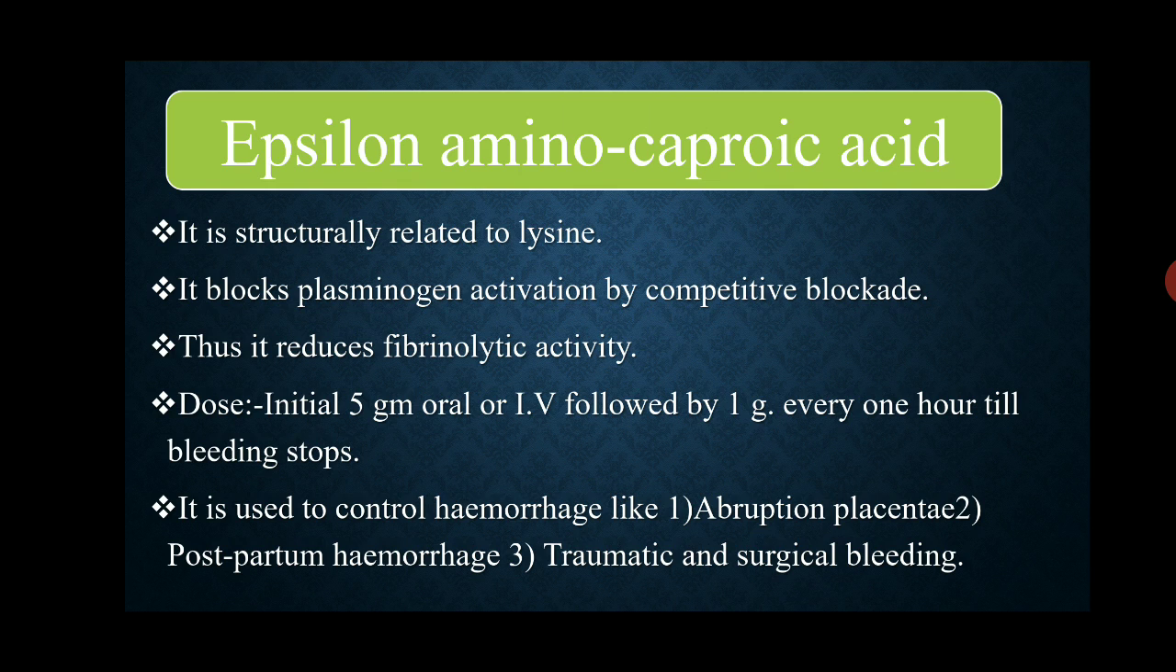These drugs, like epsilon amino caproic acid, are used to control hemorrhage. The various uses: it is used to control hemorrhage and bleeding like in abortion and placenta.